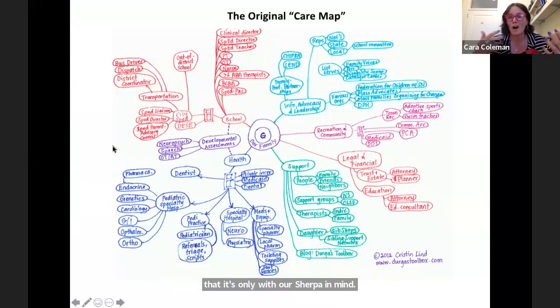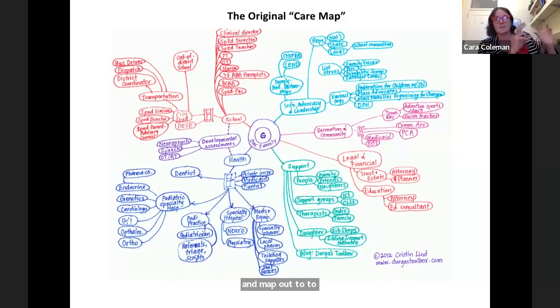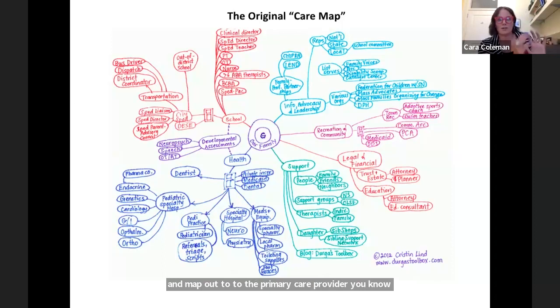So what are care maps? This is the original, or the OG care map, as I sometimes like to call it, that was created by a mother, Kristen Lind, at Boston Children's Hospital. She sat down at a kitchen table, I'm told, with her primary care doctor and tried to explain and map out to that provider, you say, just go do this, or just take your son to the dentist, or just sign up for Medicaid.